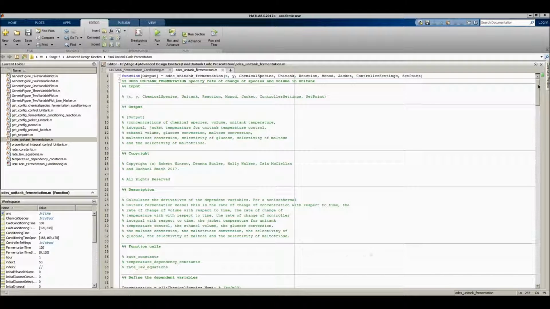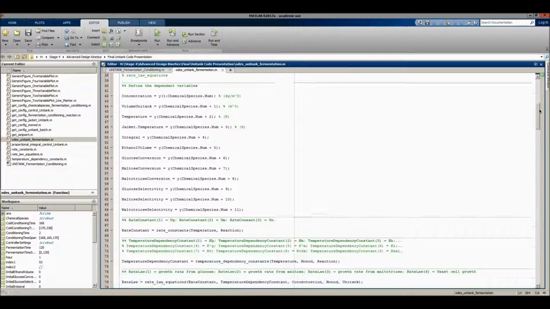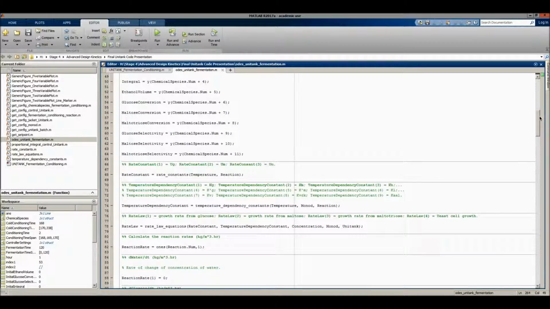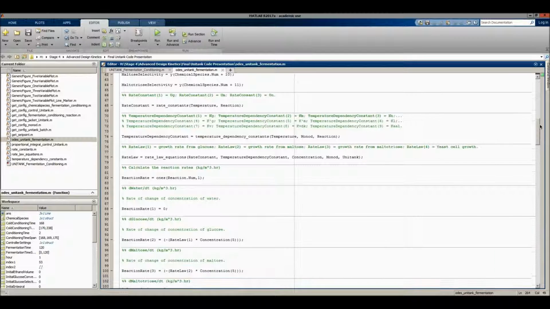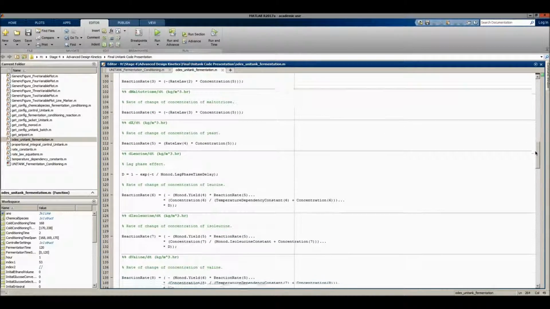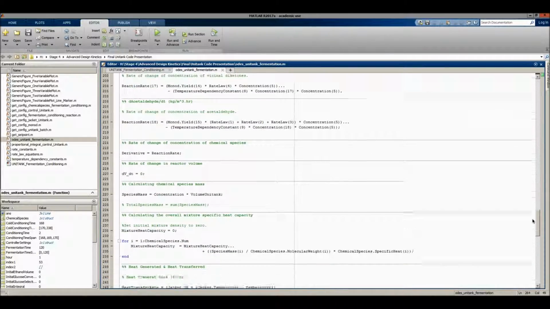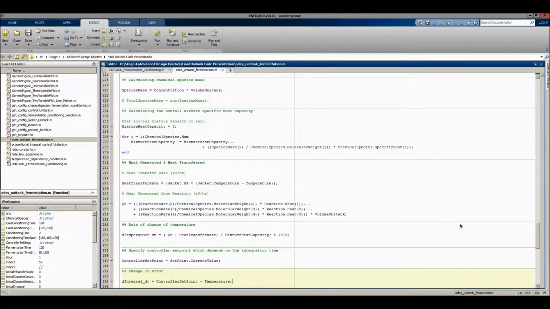In terms of the ODE script, initially the dependent variables are defined, along with the rate constants, temperature dependency constants, and the rate laws for the growth rates as discussed in the kinetics. Then, the reaction rates for each of the 18 different chemical species are defined, again according to the kinetics discussed in the presentation. Moving on to the energy balance, the heat transfer rate to the jacket is calculated, along with the heat generated from the reaction. These are then used to find the rate of change of temperature in the unitank.